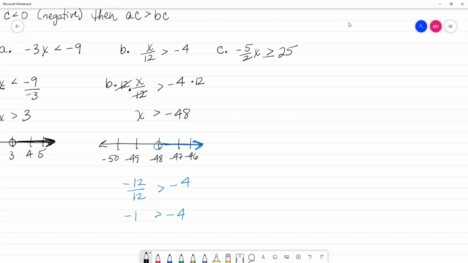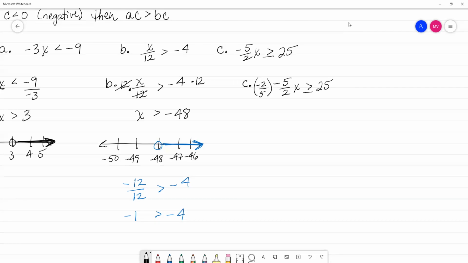C. Negative 5 halves times x is greater than or equal to 25. All right, what do I do to isolate my variable? So Trey, what do I need to multiply times both sides? Yes. So we need to divide both sides by negative 5/2, which means we're multiplying times the reciprocal, negative 2/5. Now you could do it in 2 steps. You could multiply both sides by 2 and then divide both sides by -5.